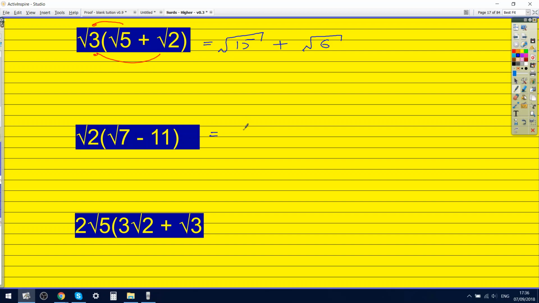Because you root 2 minus 11. Sorry? Always do outside times first. So that's root 14. Yeah. And then how do you do the second one?